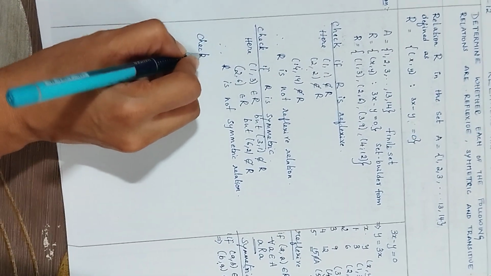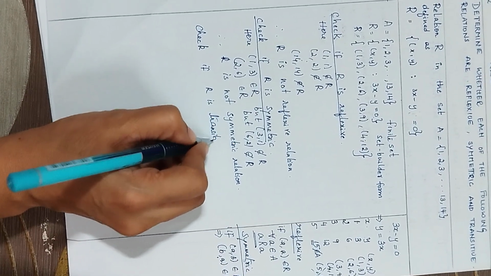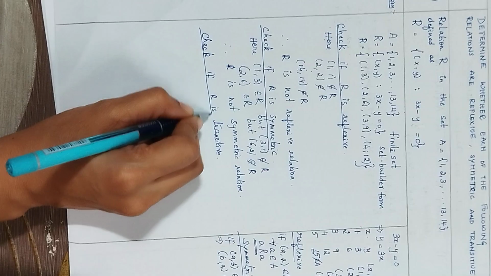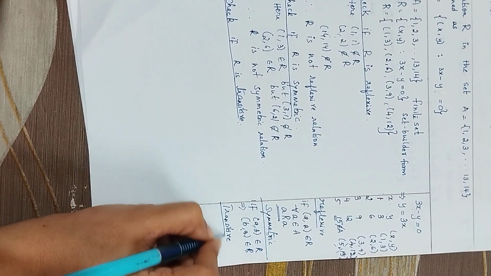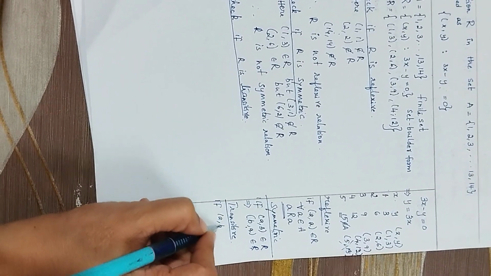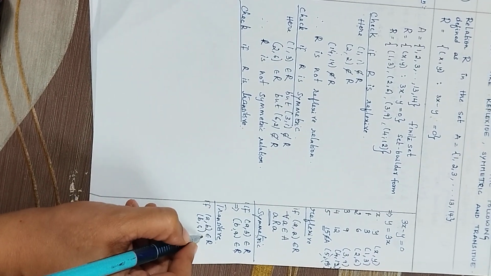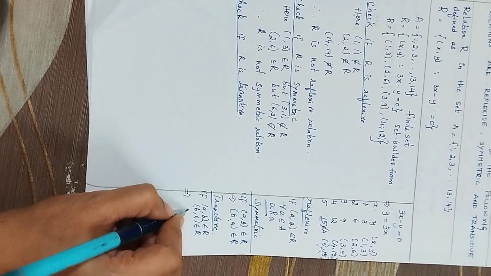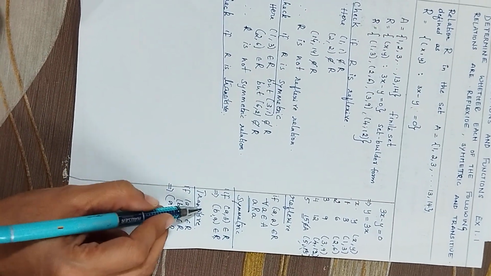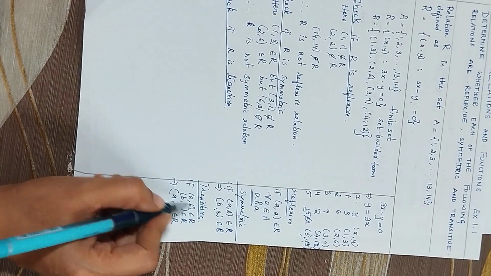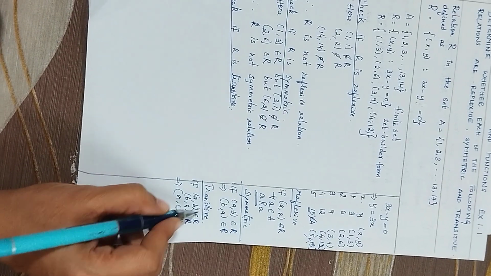Now let us check if R is transitive. What is the main condition for a relation to be transitive? If (a, b) belongs to R and (b, c), another element, also belongs to R, this implies (a, c) belongs to R. Then we say that the given R is transitive. a is related to b, b is related to c. If we also find a is related to c, then we say the given relation is transitive.